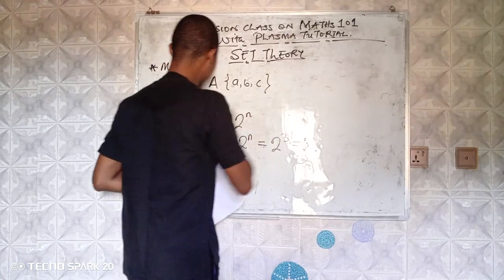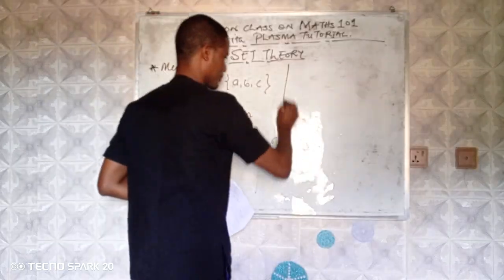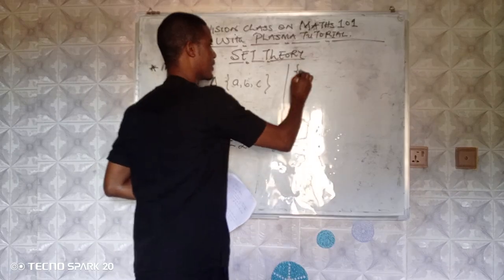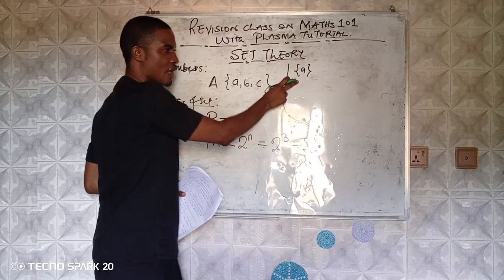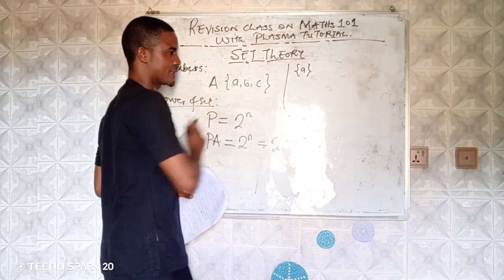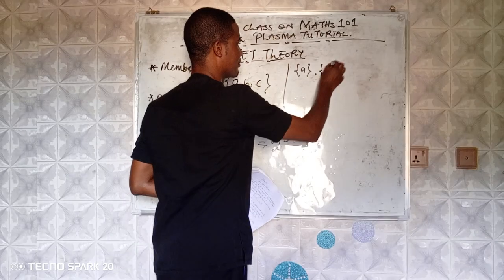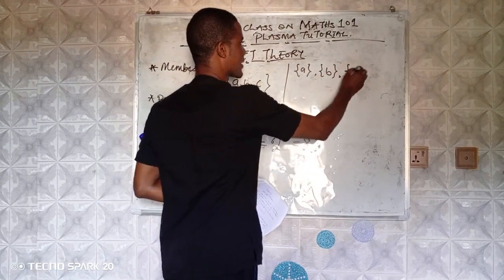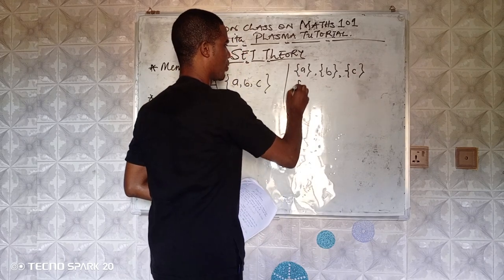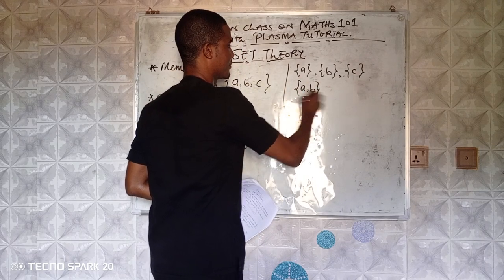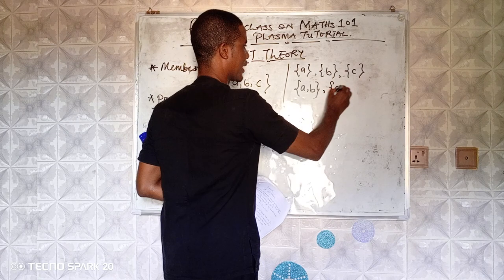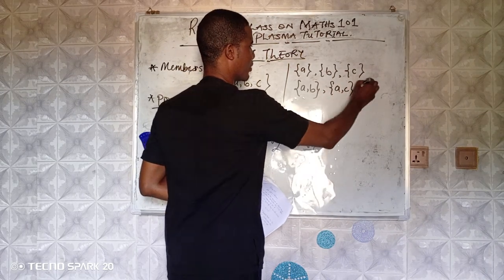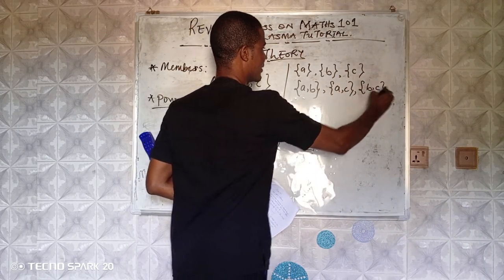That means the sets will now be: I have {A}. When you are writing out subsets, they should be in curly brackets. We have {B}, and that means they are going to be up to 8. We have {C}. We have {A, B}. We have {A, C}. We have {B, C}.